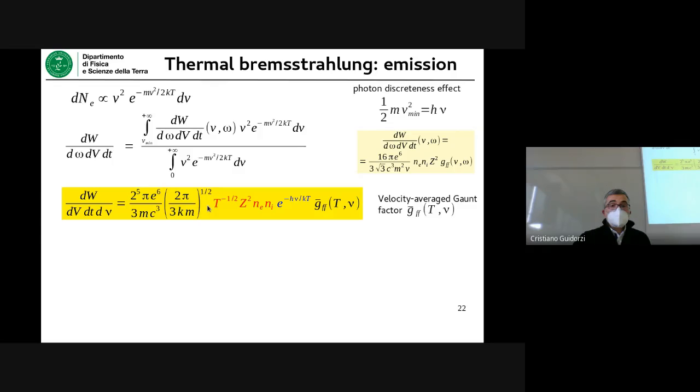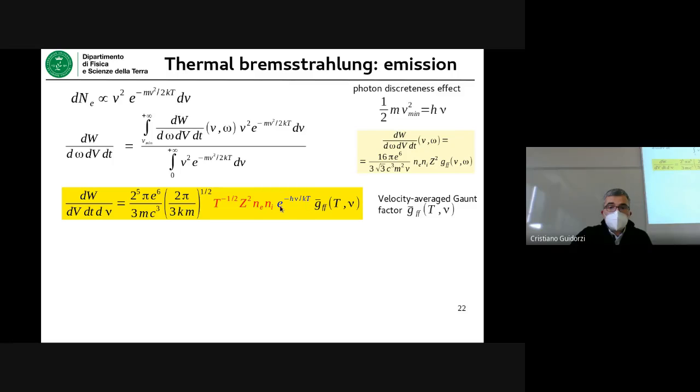So you see, the dependence on temperature is 1 over square root of T. So at a fixed frequency, if you increase temperature, the power decreases. This is reminiscent of the formula here, where you see that the dependence on velocity is 1 over v. But the quadratic average of the velocity for a Maxwellian distribution just scales as square root of T. So 1 over v is reminiscent of that. And I don't want to comment again on the number density of both ions and electrons as well as atomic number.